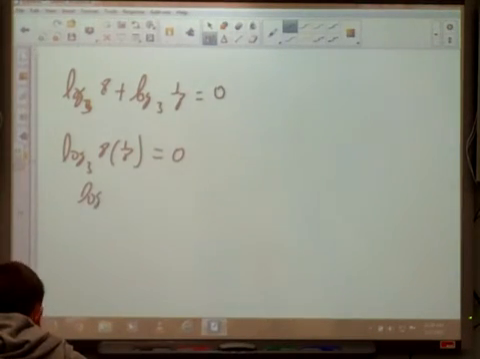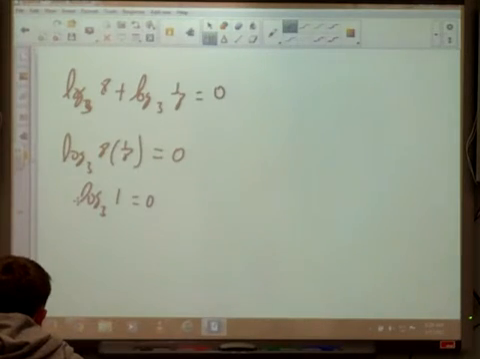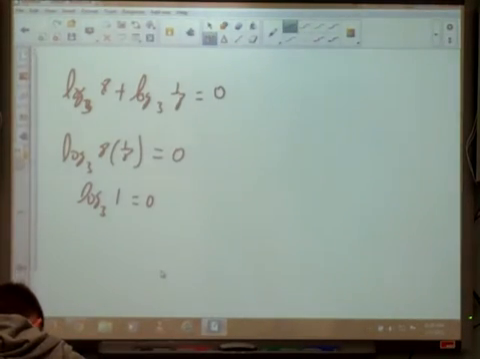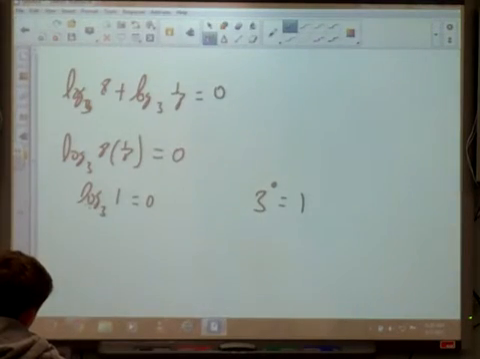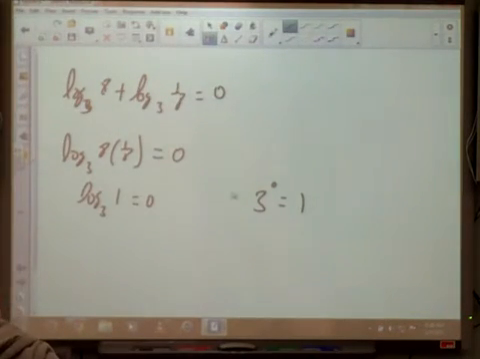So log base 3 of 1 is equal to 0. We talked about these special scenarios last week. Because remember, this is in log form. If we rewrote this in exponential form, it would be 3 to the 0 is equal to 1. Remember that? Going from log form to exponential form. I know last week was a long time ago, but that was one of the things we talked about.